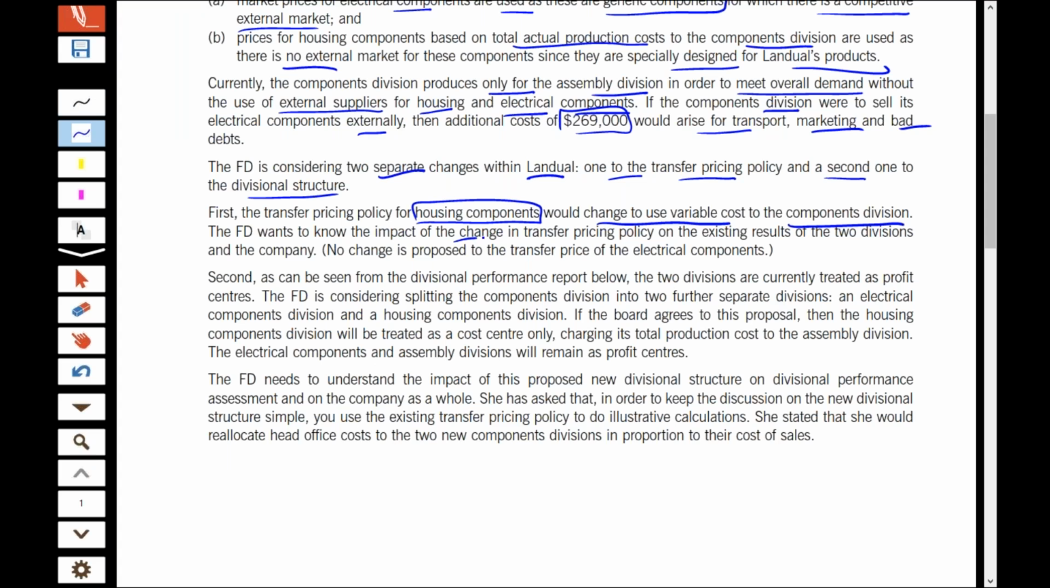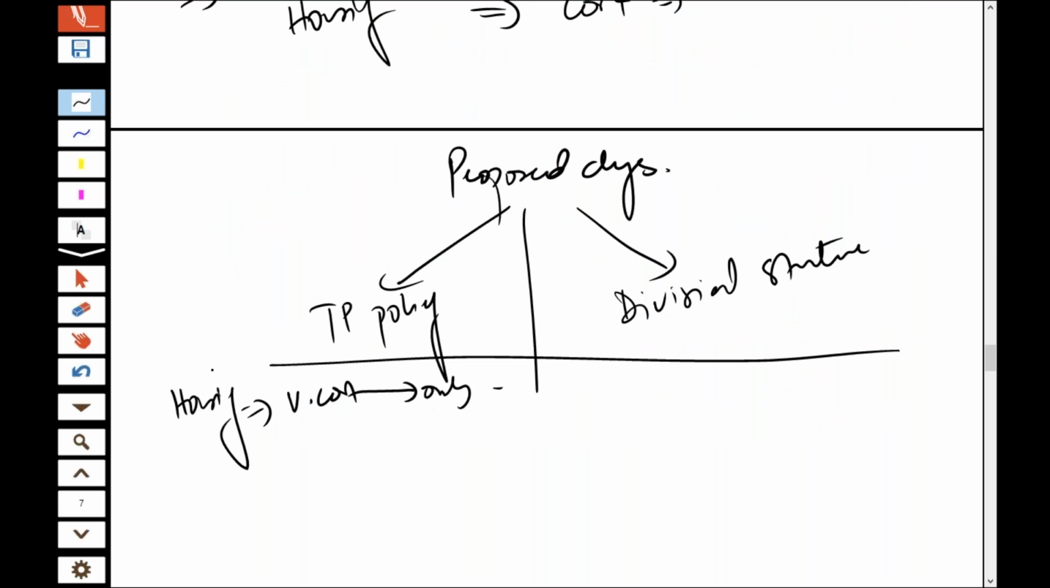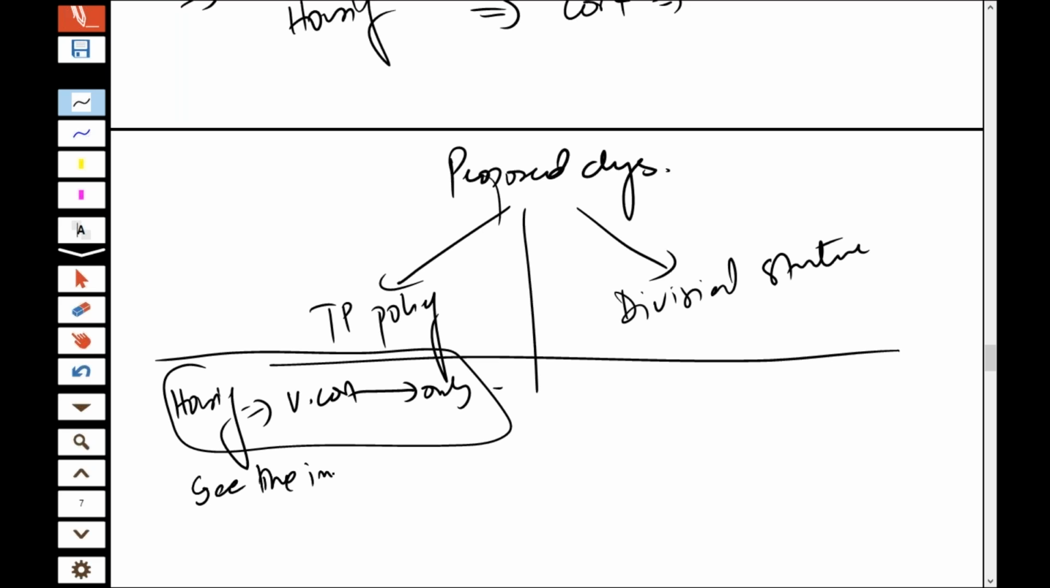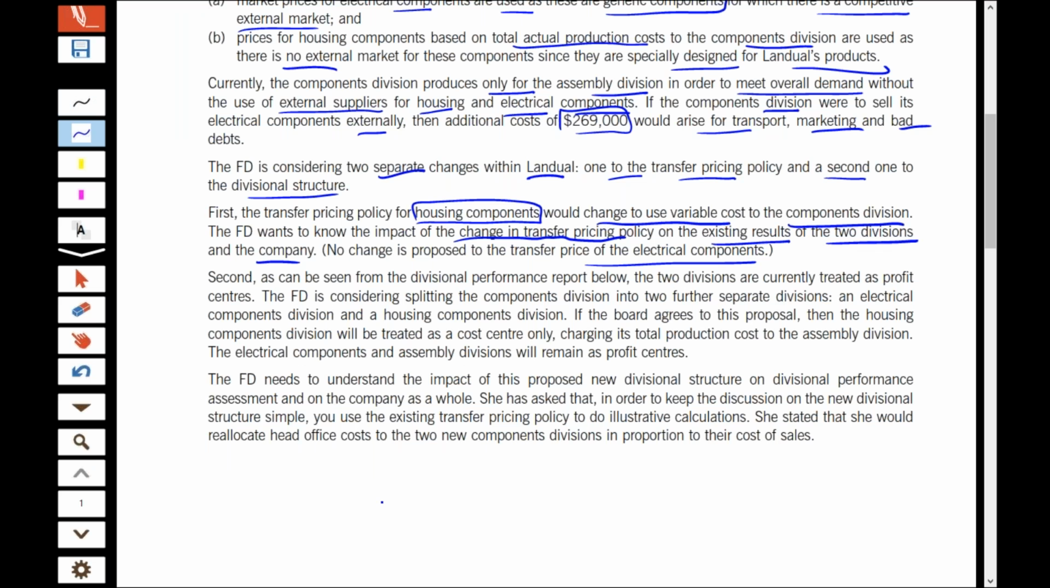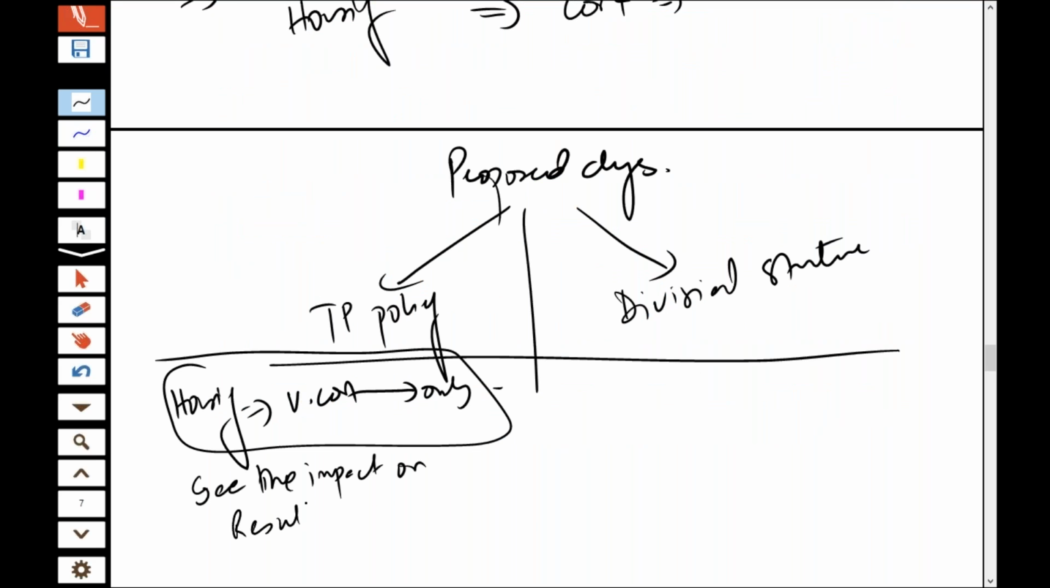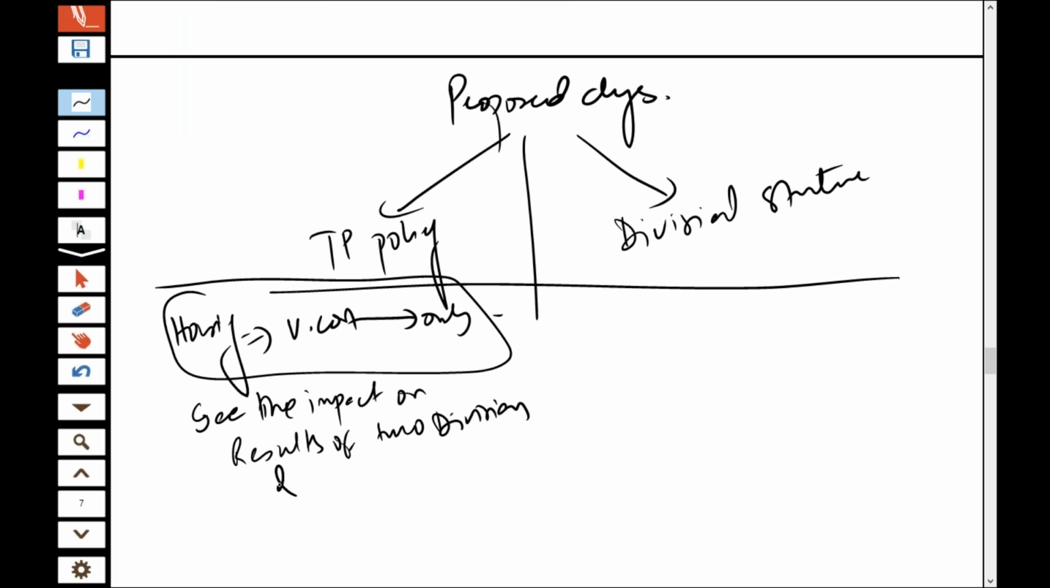The FD wants to know the impact of the change in the transfer pricing policy on the existing results of the two divisions and the company. No change is proposed to the transfer pricing of electrical components. So he wants to see the impact on the results of the two divisions and the company.